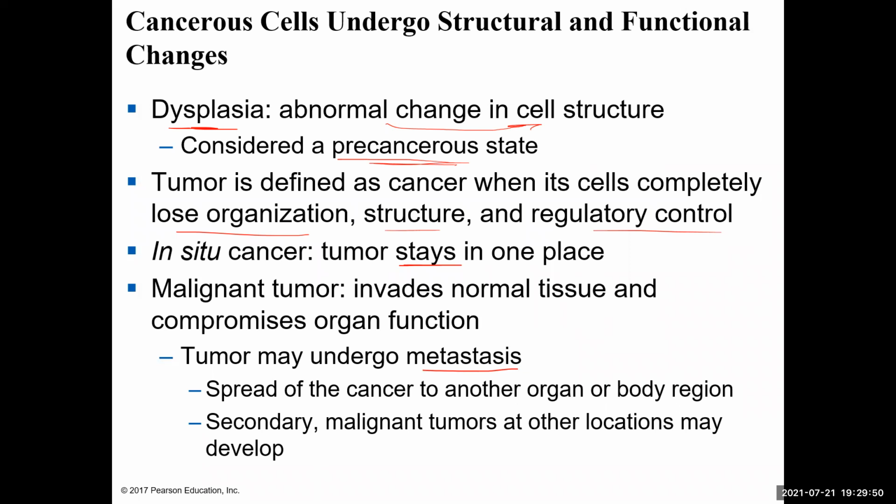Okay. Now, these malignant tumors can also undergo what's known as metastasis. They can metastasize. When a tumor metastasizes, the cells of the cancerous tumor, the malignant tumor, will spread to another region of the body or to another organ of the body. They can develop secondary malignant tumors at other locations, and then those tumors can metastasize and spread depending on the severity of the cancer. And so there's different stages at which these cells can exist.